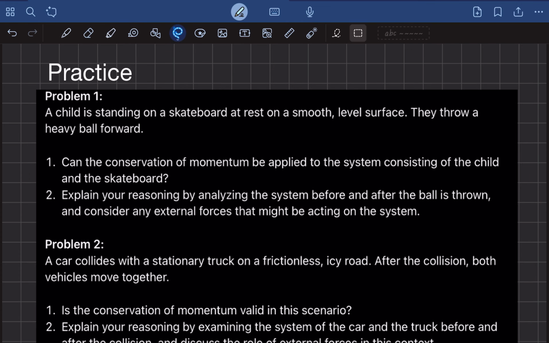Here are two practice problems to practice applying. Both are asking you essentially the same question. Can you use the conservation of momentum? Is it valid in this situation? And then explain the reasoning by looking at the forces, whether there are external forces or just internal forces.